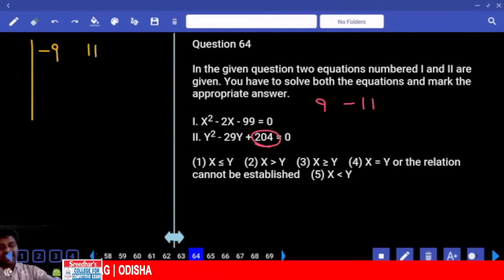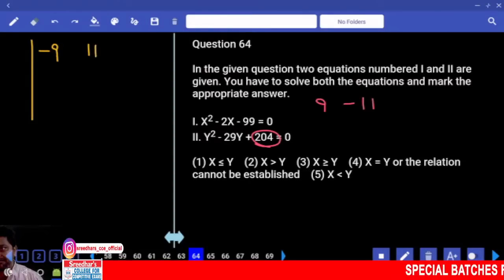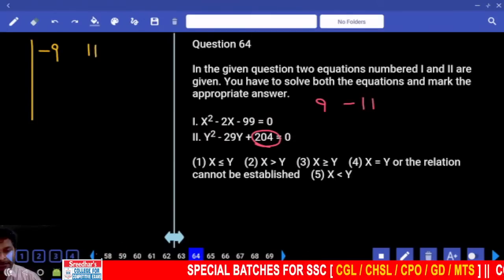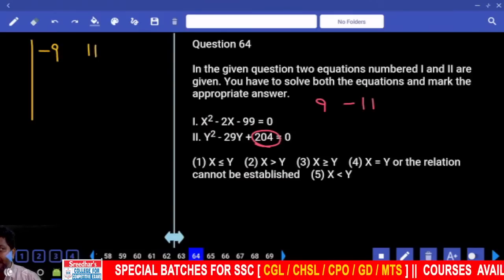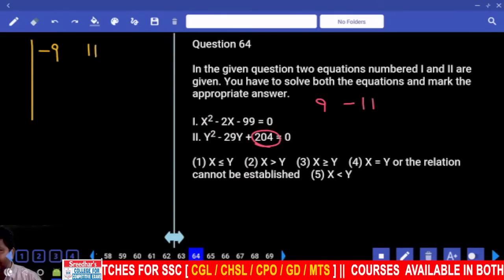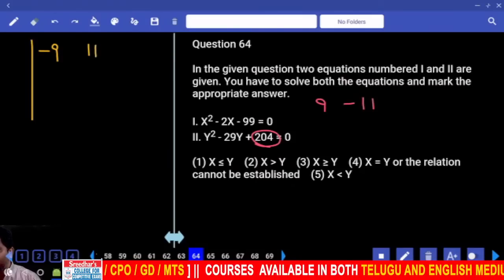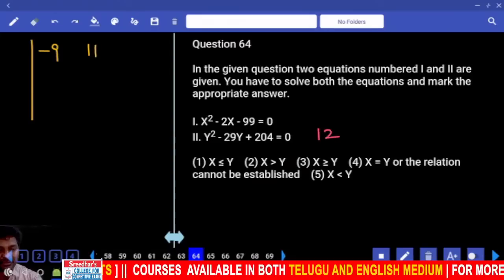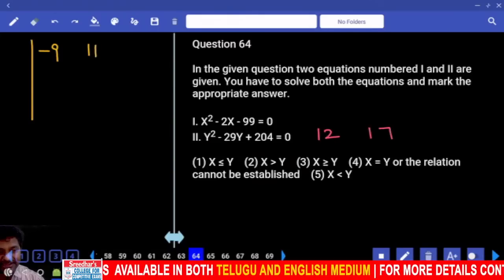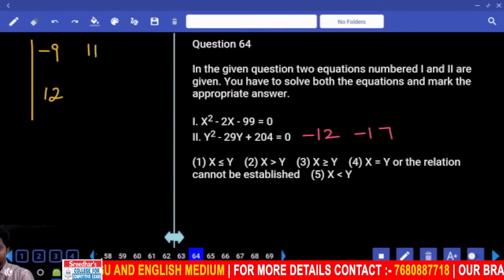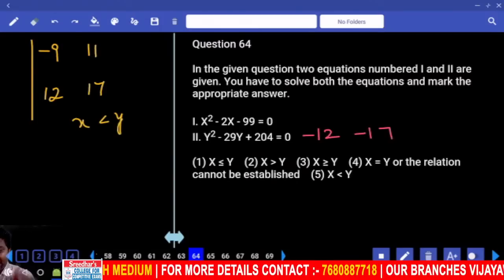204. Nearest square will not work because 196 plus 6. 225 minus 15 will not work. Observe that number. Is it a 3 multiple? Observe the last 2 digits. Is it a 4 multiple? 3 multiple, 4 multiple, so it should be a 12 multiple. 12 once 12, 17 times. Minus 12, minus 17. Then factors are plus 12, plus 17. X is less than y.